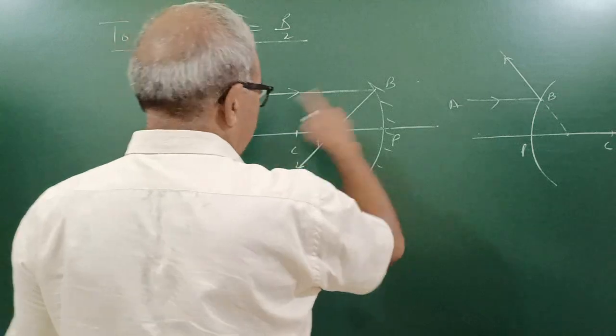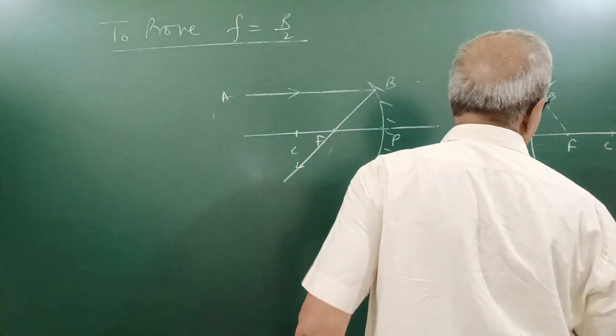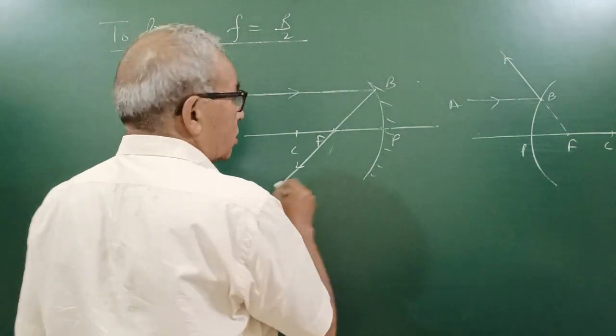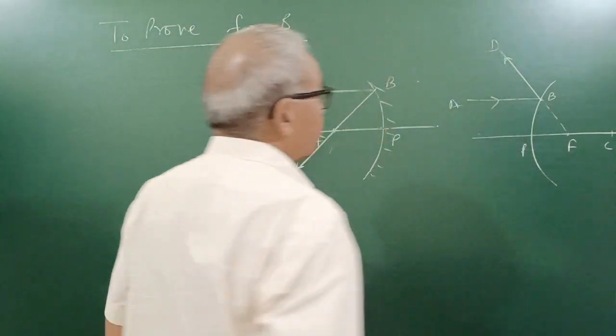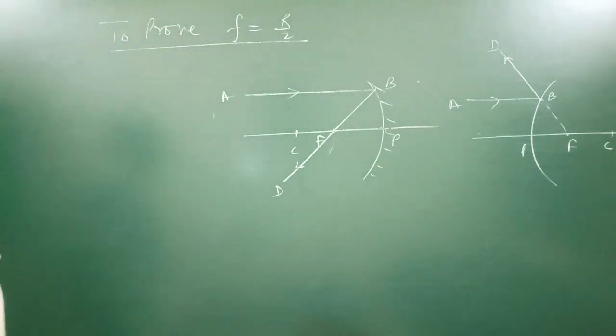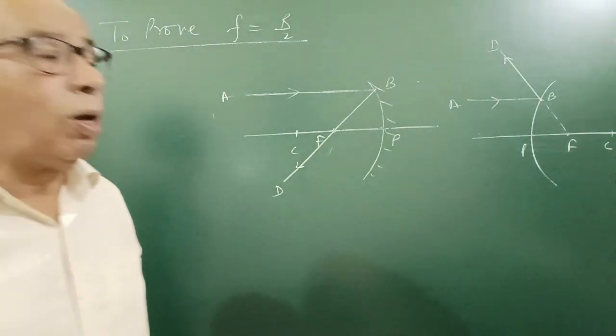Let this be the reflected ray, BF, and here you can write D. Now, where is the angle of incidence? Angle of incidence is the angle between the incident ray and the normal.